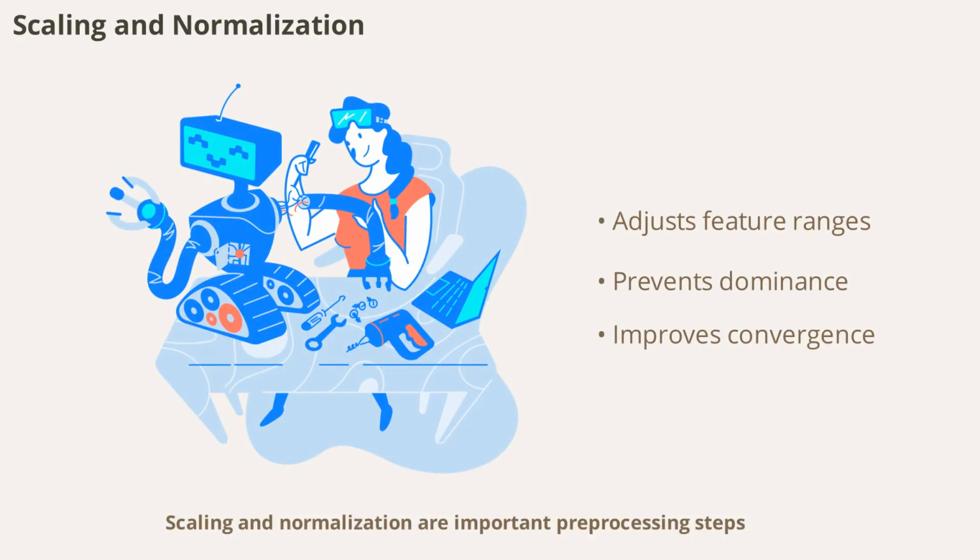Scaling and normalization are important preprocessing steps. They adjust the range of data features so that no single feature dominates the learning process. Common methods include min-max scaling and standardization. Proper scaling helps algorithms converge faster and improves overall model performance.